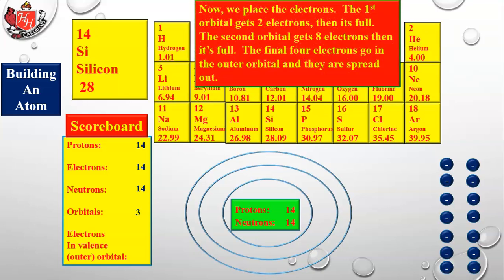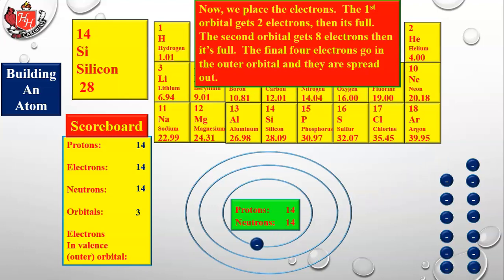So the first ones are going to go in the first orbital. So now we place the electrons. The first orbital gets 2 electrons, then it's full. The second orbital gets 8 electrons, then it's full. And the final 4 electrons go in the outer orbital, that's the valence orbital, and they're spread out. Okay, so let's watch this.